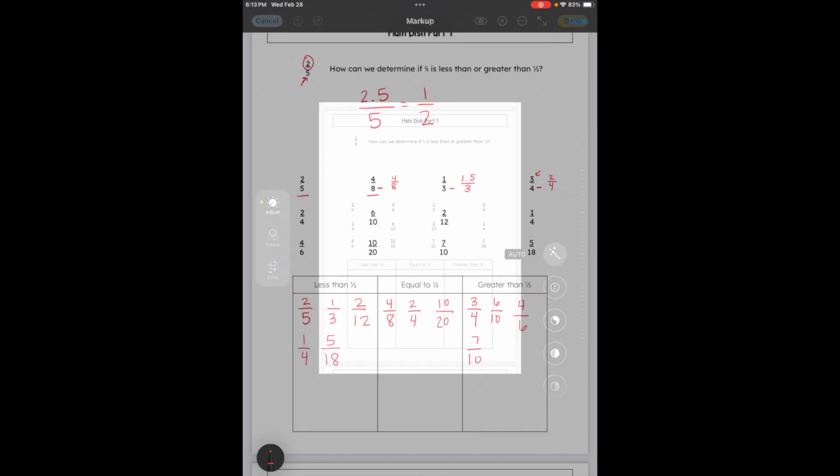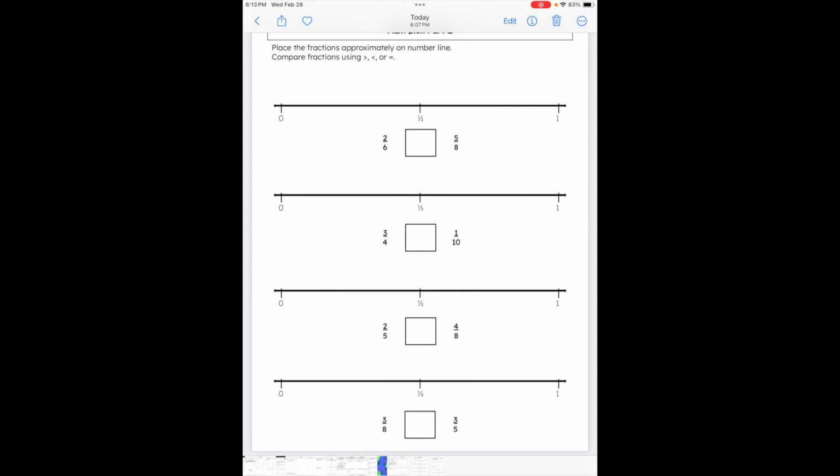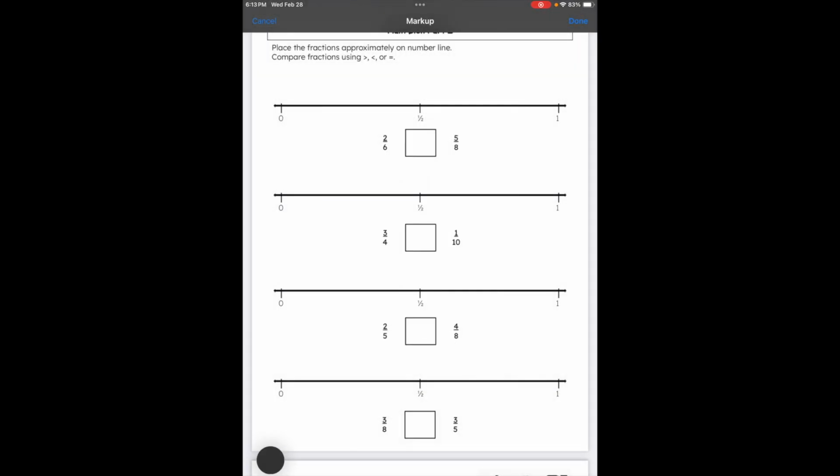And let's go ahead and turn to the next page. We're going to take this knowledge that we just did, but now we're going to use a number line. So we're going to place these fractions around where they might be on the number line to determine which one is greater than or less than or equal to, and actually complete these inequality statements.